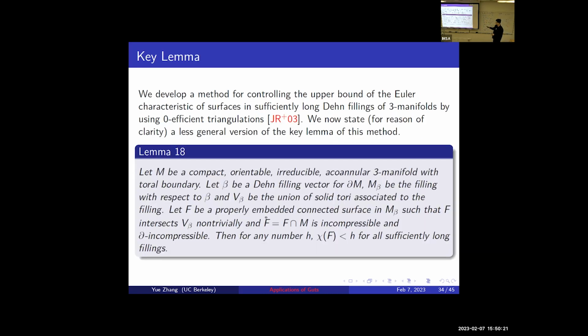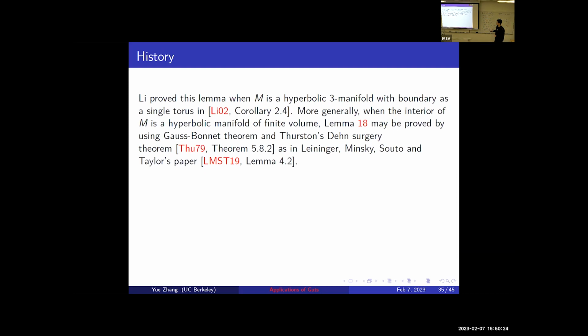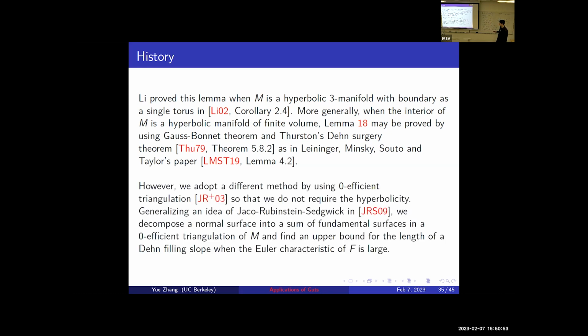So this lemma actually has some history. Lee proved this lemma when M is a hyperbolic three-manifold with boundary a single torus, so only one torus. More generally, when the interior of M is a hyperbolic manifold of finite volume, this lemma can be proved by the Gauss-Bonnet theorem and Thurston's Dehn surgery, in Lackenby, Lipnowski, Soto, and Taylor's recent paper. But we use a different method, using zero-efficient triangulation. So we don't require hyperbolicity.